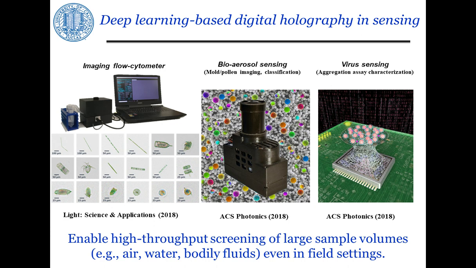And recently, we've also utilized the same framework for sensing of viruses using lensless holographic microscopy techniques. In other words, these kinds of ideas are helping us enable high-throughput screening, high-throughput imaging sensing devices to look at extremely large volumes of samples, air, water, or bodily fluids, even in field settings. And that's where we're utilizing neural nets to get these mobile devices even more powerful.